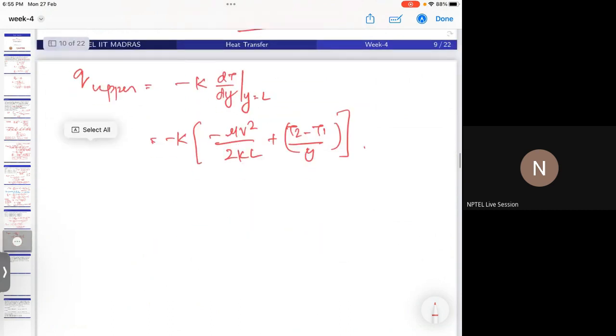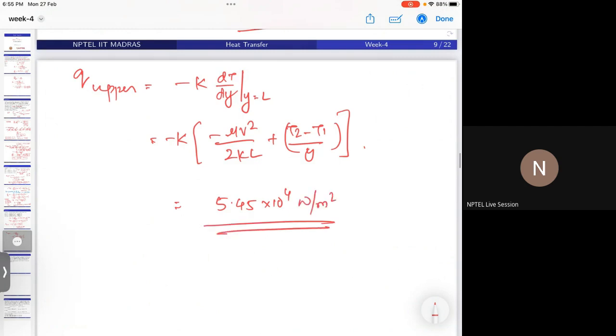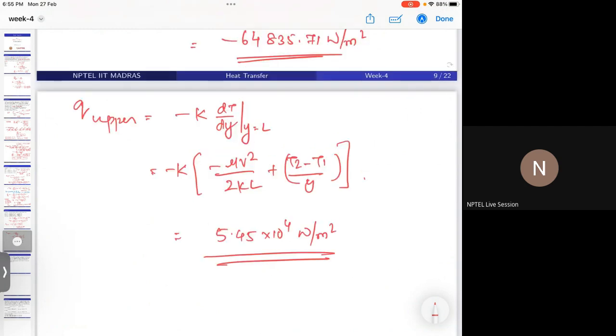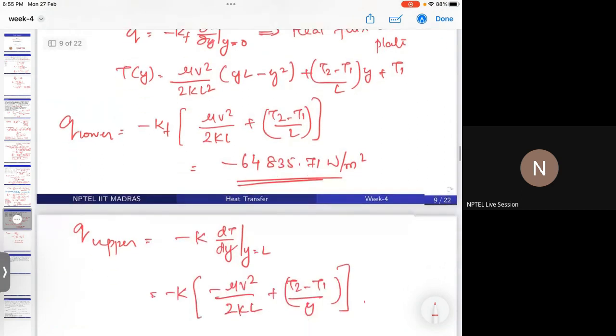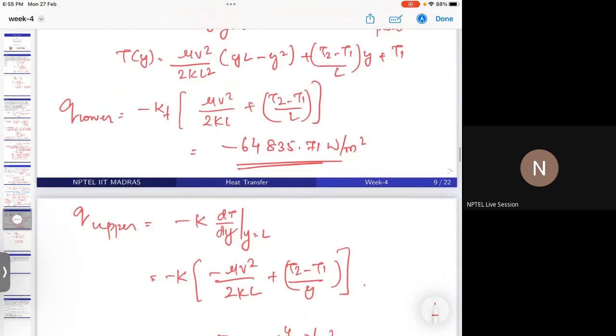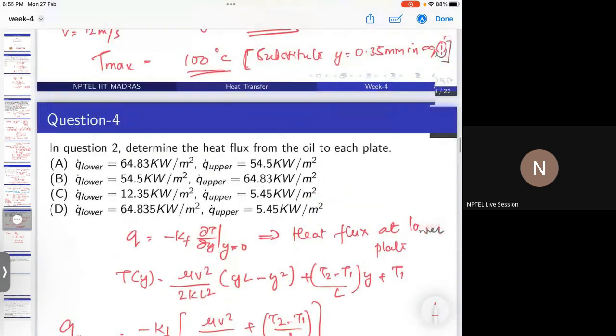So you will get the answer as 5.45 into 10 raised to 4 watt per meter square. This also means the values are already given. Just substitution is necessary. So these are the heat flux at the lower and the upper plates. This was a little bit lengthy question.